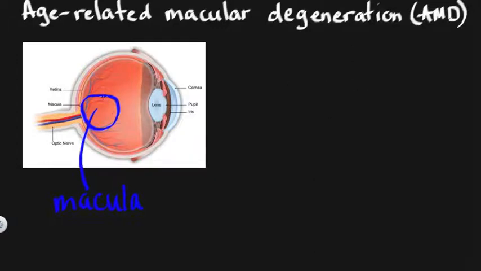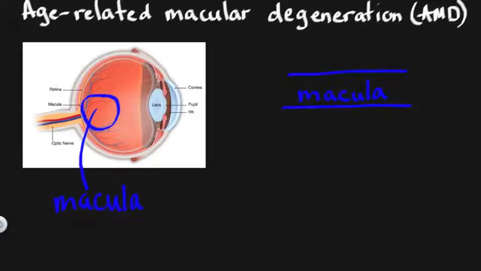So if I were to take the macula and focus down on this area, magnify it and look at it sideways, I would say that the macula actually has several layers to it, and we'll call this first layer the macula itself. And these are the cells that are responsible for our vision.